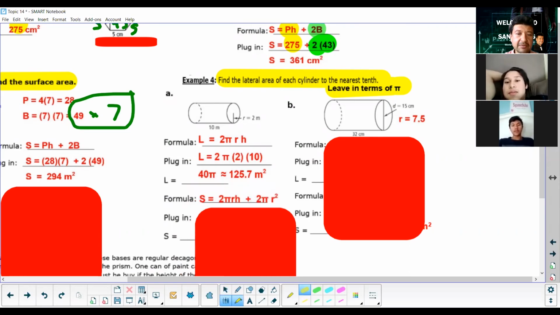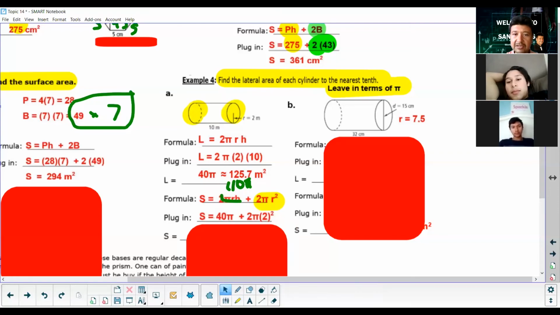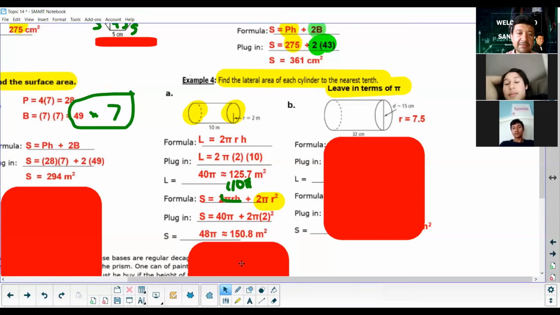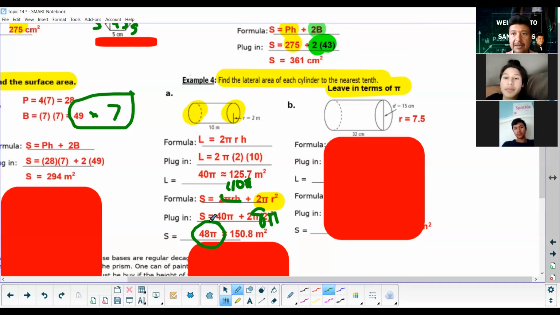So we know that this part is 40 pi, right? No more dealing there. But now we're going to focus on adding the 2 pi r squared, because there are two bases. From there, the plug-in is going to look like that. Since you know the radius is 2, this will be 8 pi, because it's 2 times 4. And since we have 40 pi over there, even in terms of pi, we get 48 pi. All right, good.